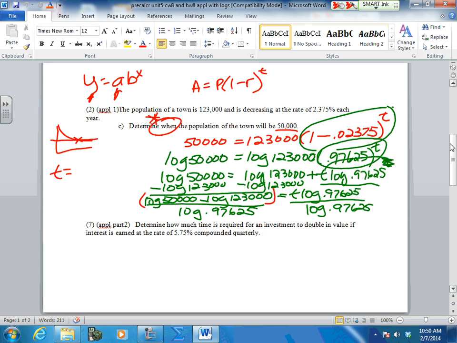Anybody come up with an answer? Give me three decimal places. 37.449. Still 450, right? So it'll take us about 37 and a half years for our population to decrease to 50,000 at 2.375% each year. We get the same exact thing as we did when we graphed it. But this allows us to bring it down.